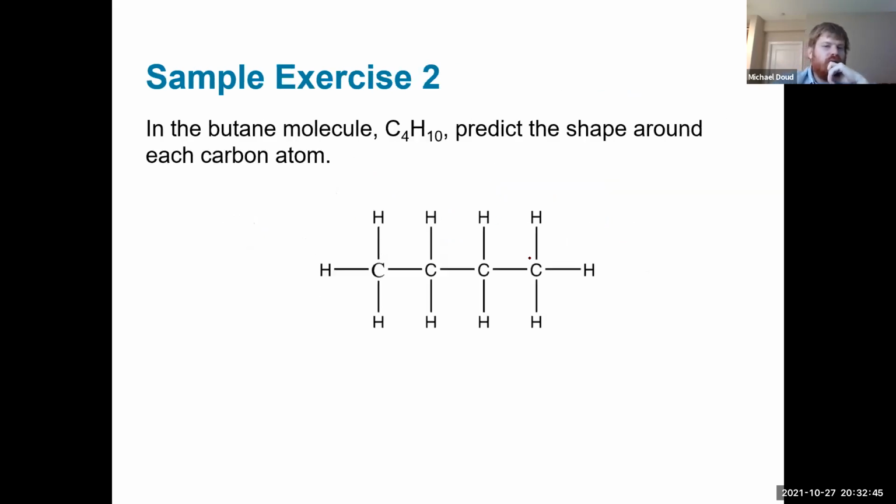Okay, so given all of that, if you have a butane molecule here, try to predict the shape around each carbon. So let's just try to draw it out. So we've got 1, 2, 3, 4. And let's just review real quick.